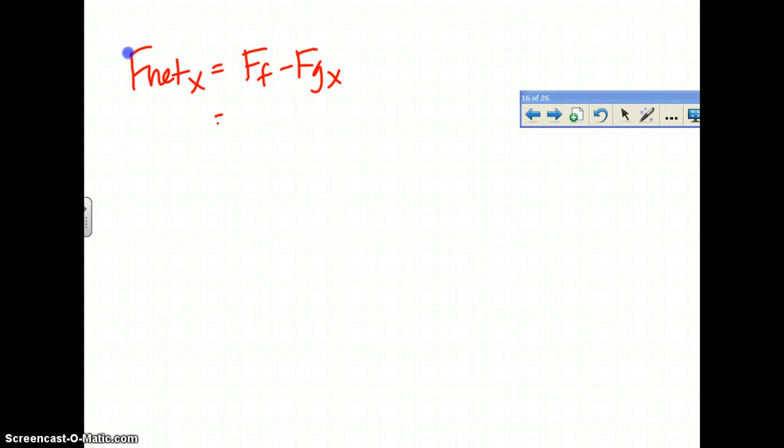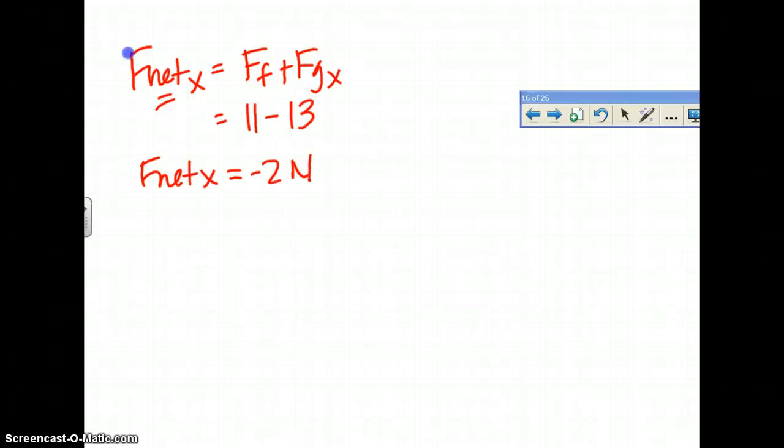Okay, so your F net in the X direction is going to equal your force of friction minus your FG of X, which your force of friction was 11 minus, and that was 13. So your F net in the X direction is going to be, let me correct this, guys, it's plus, it's net. So that's plus, that's how I got the negative, because it's 11 plus a negative 13. Okay, so F net of X is negative 2 newtons.